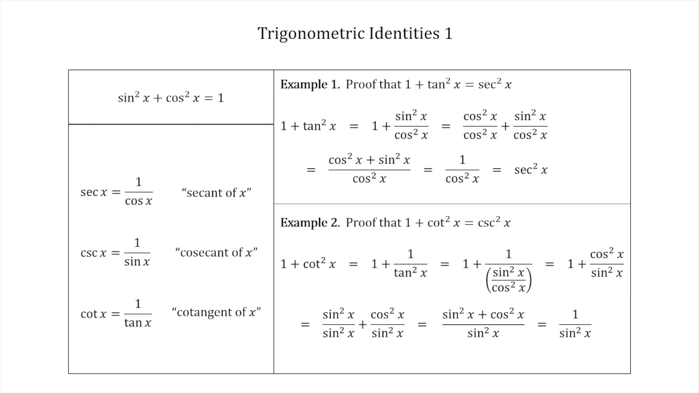Let's look at our definitions. 1 over sine x is cosec x, so 1 over sine squared x is cosec squared x, which is exactly what we wanted. So there you go. Using our trigonometric identity, which is a very common trigonometric identity, and these definitions, we've done a few relatively straightforward proofs.